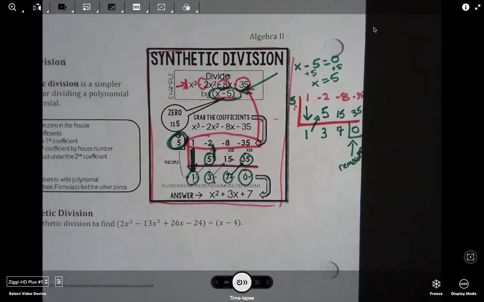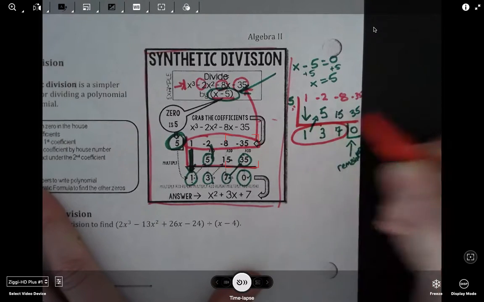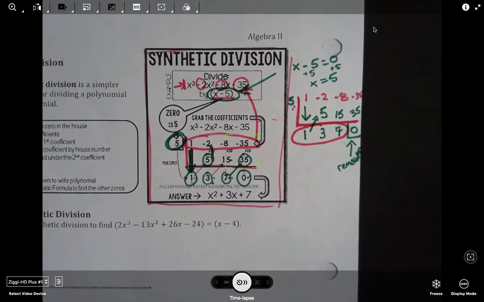That's your remainder. What happens if you have 0 remainder? It's a nice answer. You don't have a remainder, right? So now, the hardest part after doing synthetic division is taking this and rewriting the answer, like with the x's included, okay?